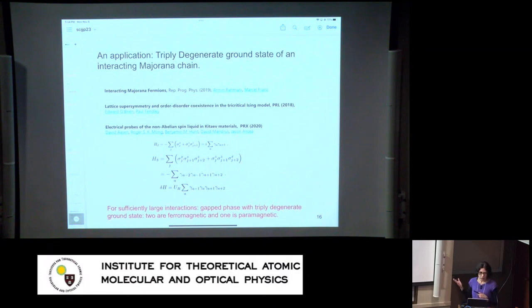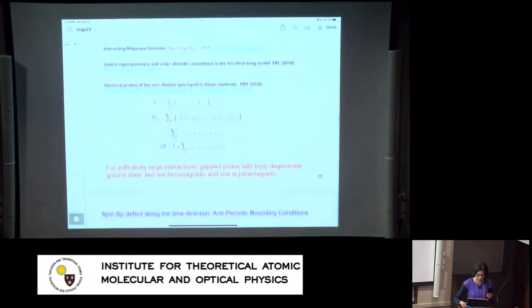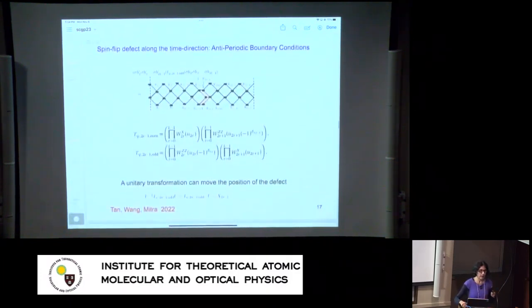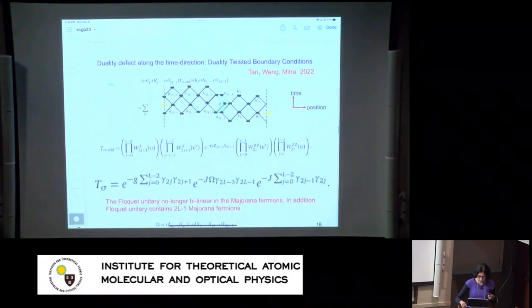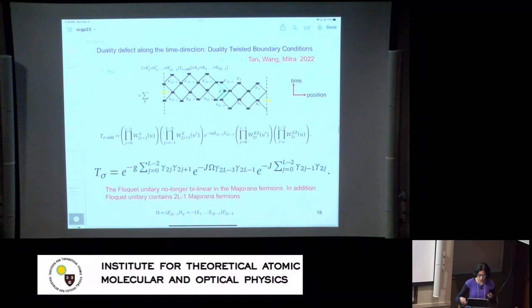But again, the study has only been done in the ground state sector, and so it's very interesting to try and see what happens in a Floquet type setting. So that's what we were trying to do here. Let me explain what we did. As I was mentioning, these defects are topological, right? So you can put them in the space-like direction, but you can also put them in the time-like direction. So we looked at the defect in the time-like direction.